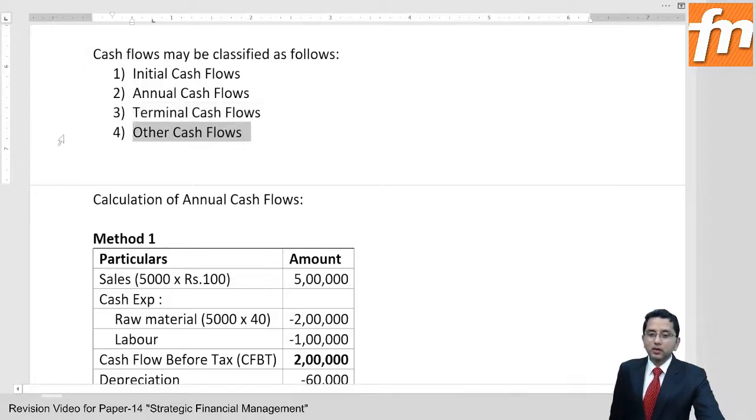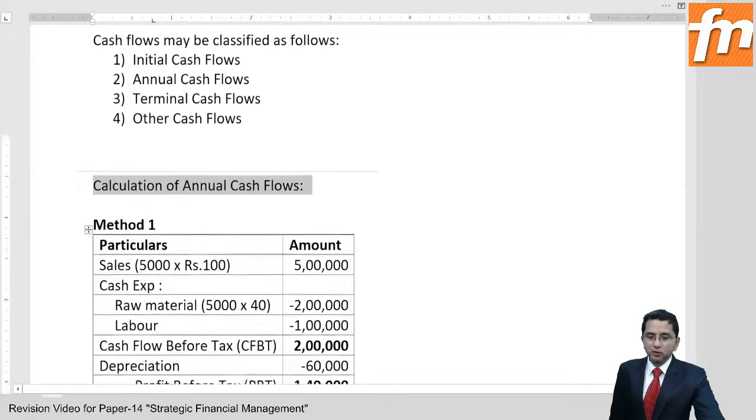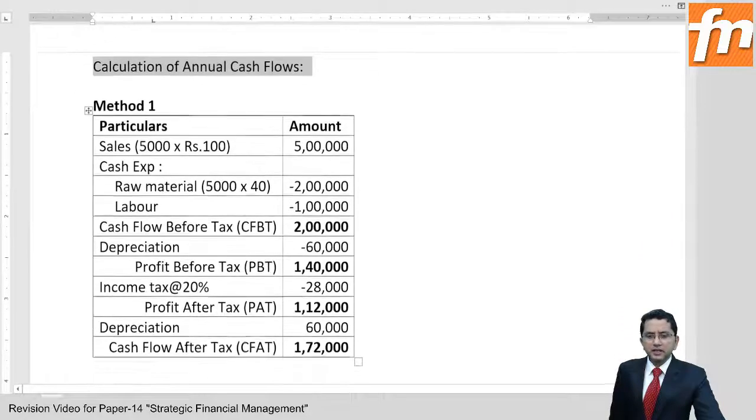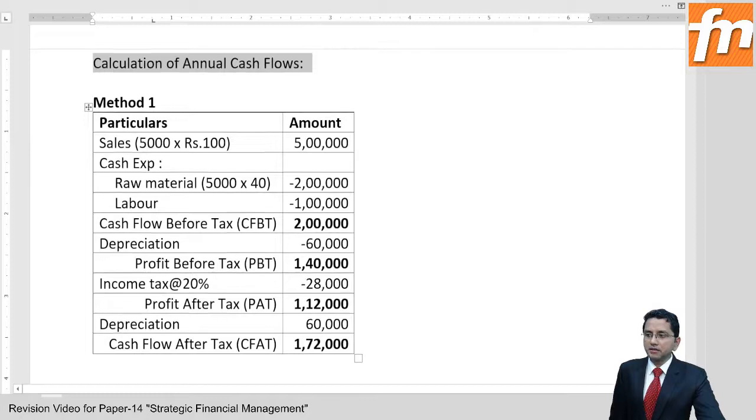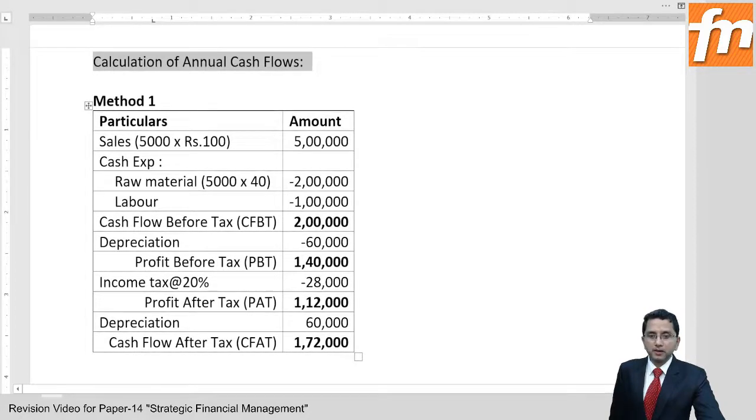And if a cash flow cannot be grouped in point number 1, 2, or 3, you can label it as other cash flow. So let's focus on calculation of annual cash flow. This table is a very simple table, but believe me, if you don't follow it properly, then you can commit mistakes in examination.